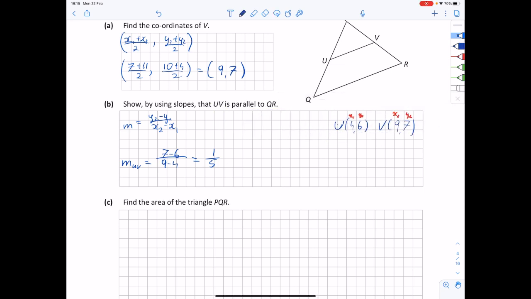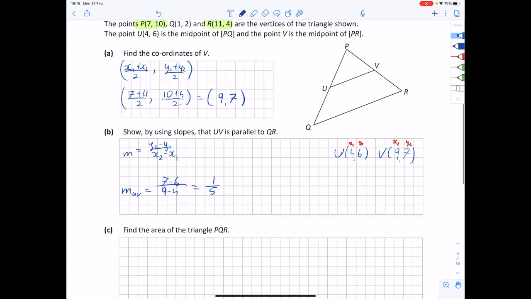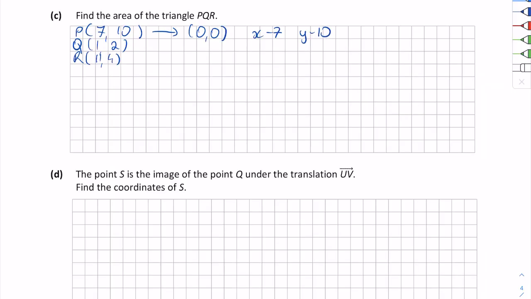So QR, coordinates of Q are given, and the coordinates of R are also given, 11 and 4. So now I can find the slope of QR. Substituting, it's 4 minus 2 divided by 11 minus 1, which is 2 over 10. Simplifying, we get 1 over 5, and we can see clearly that both slopes are the same. So that means that the 2 segments are parallel.